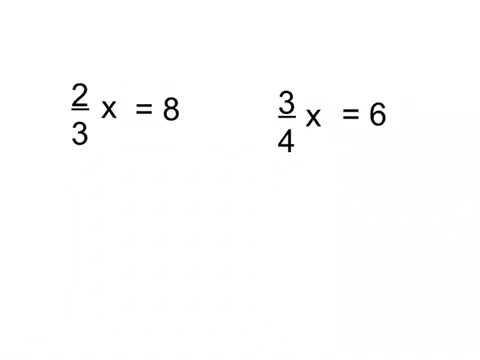Now, in these two examples, you'll notice that I have a fraction and an x. And really, this is the same thing as 2x divided by 3. So we still need to multiply. So in this case, we're going to multiply by 3 over 2.